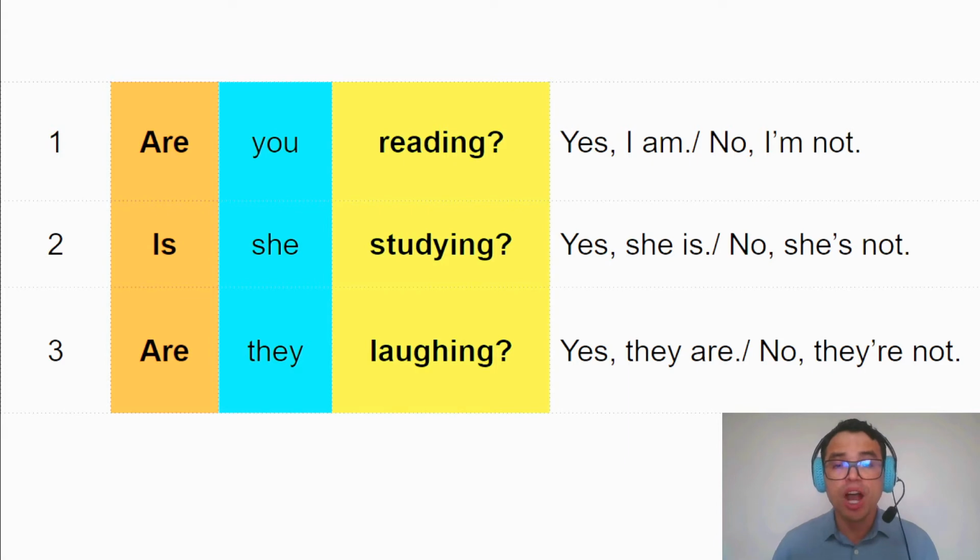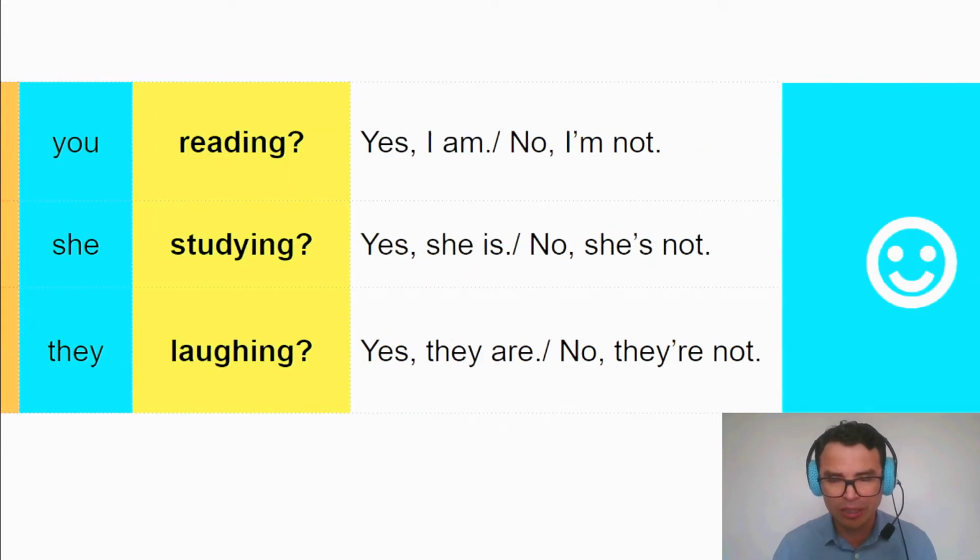Examples of questions: are you reading? Short answers: yes, I am. No, I'm not. Number 2, is she studying? Short answer: yes, she is. No, she's not. Number 3, are they laughing? Short answer: yes, they are. No, they're not. So this is how you can make questions and answer questions, yes/no questions, using the present continuous.